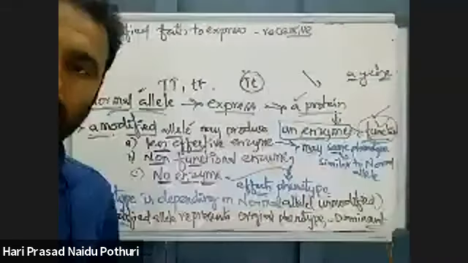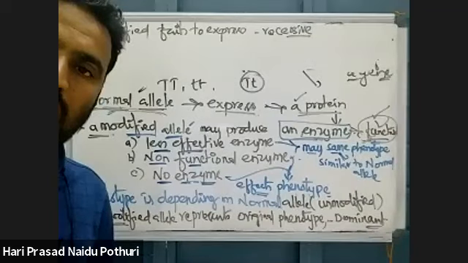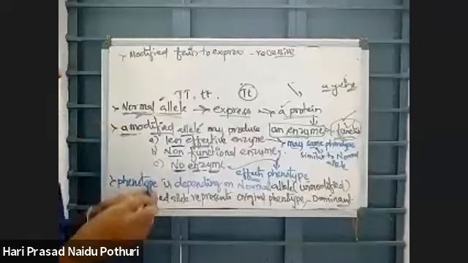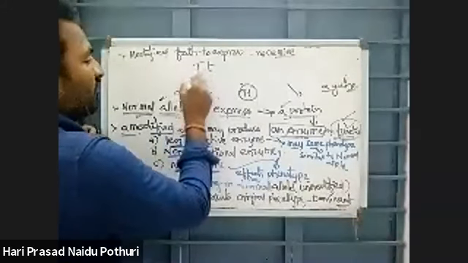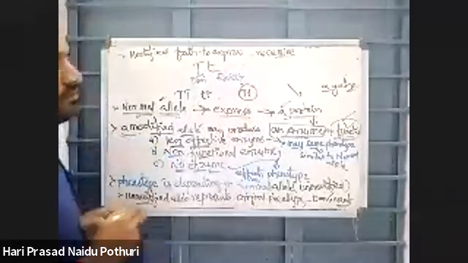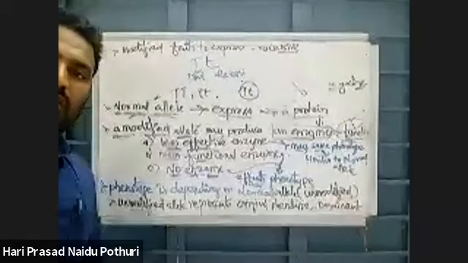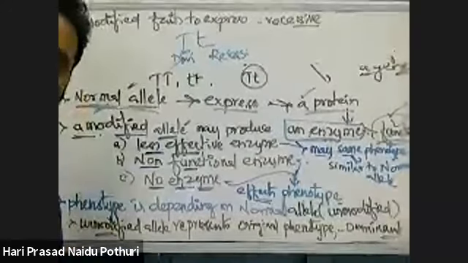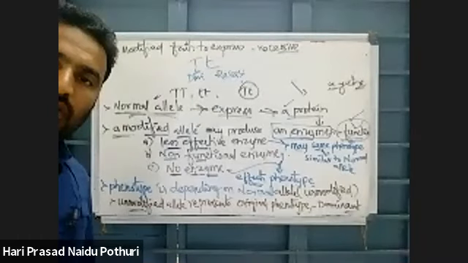Okay, this is the term of capital T, small t. In that capital T small t, this is the normal allele which is dominant. This is the modified allele which we are calling the recessive allele. That recessive allele is shown in small letters, lower case letters, whereas the dominant allele is shown in uppercase letters.